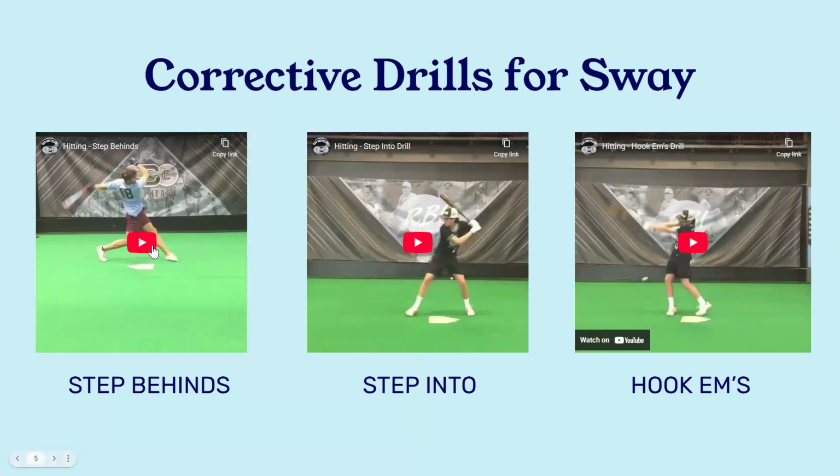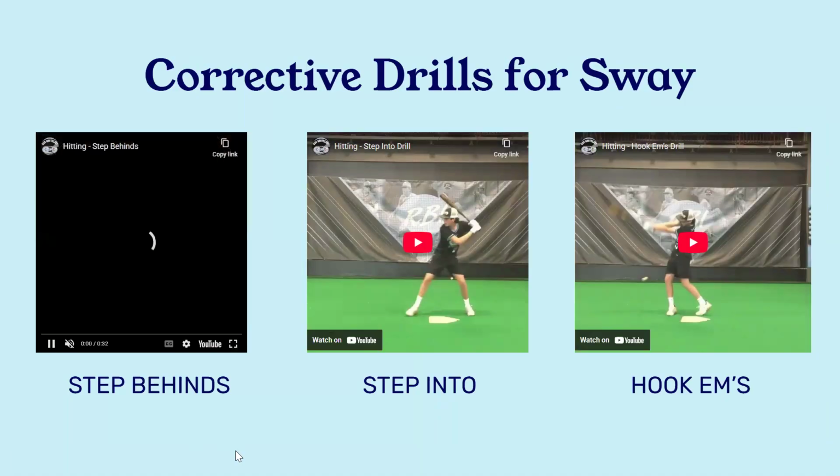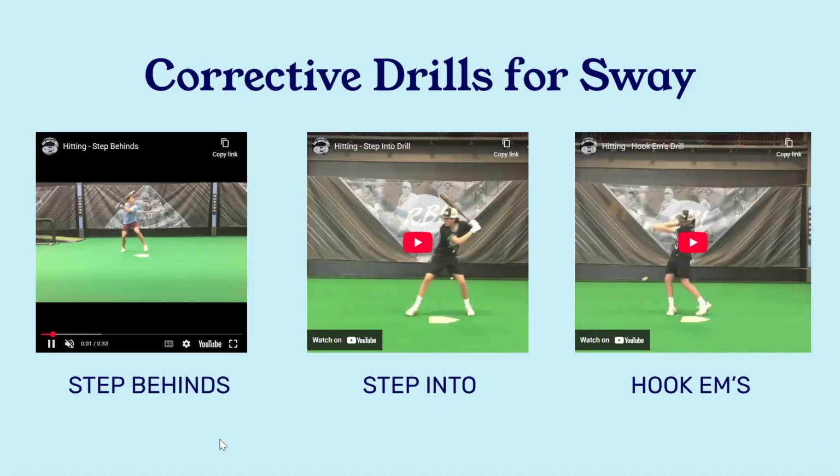Corrective drills for sway. We like this new one: we do step behinds. This will allow the player to feel the coil into the back hip and back hamstring while also not allowing them to drift towards the plate by getting into their toes. That step behind move will lead them more to the middle or back of their foot.